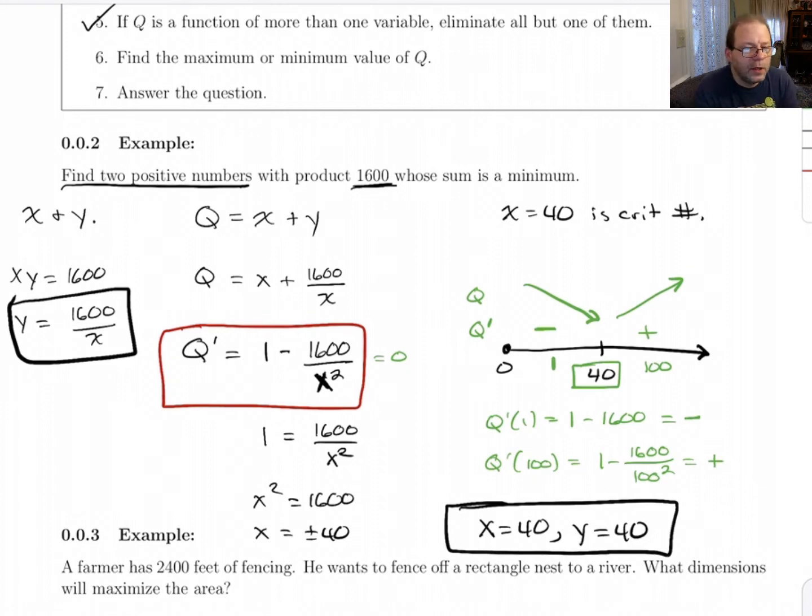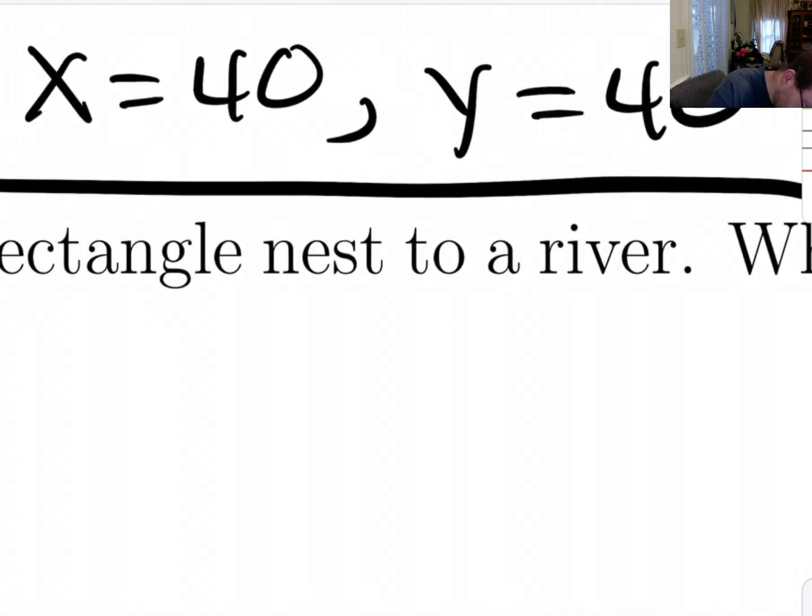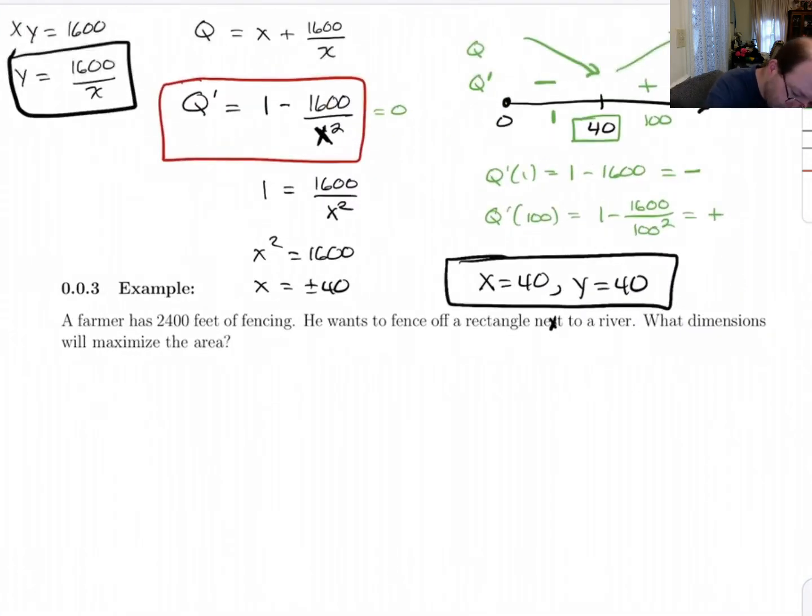All right, let's look at the next problem. A farmer has 2,400 feet of fencing and he wants to fence off a rectangular area next to a river. A rectangle next to a river. What dimensions will maximize the area?